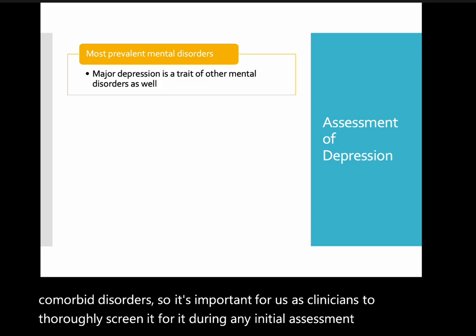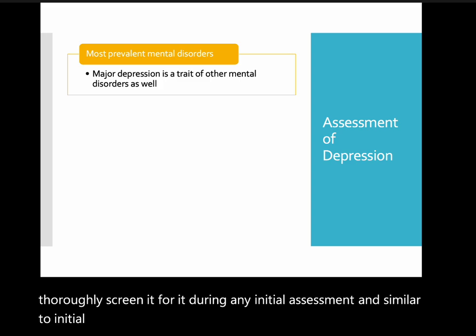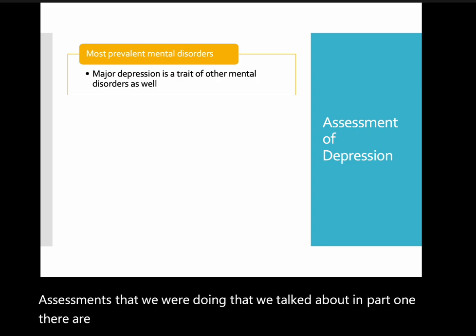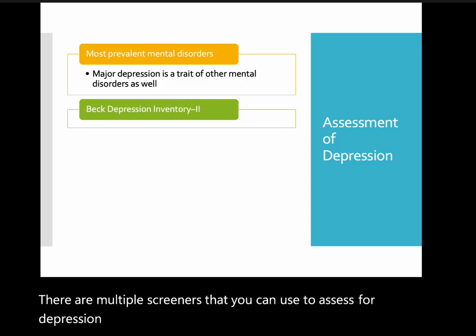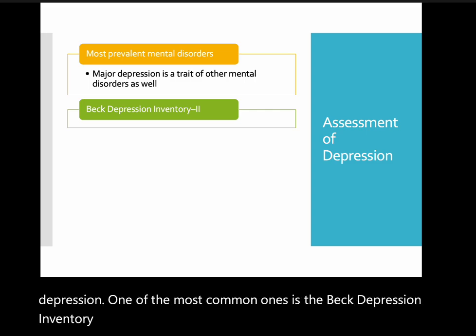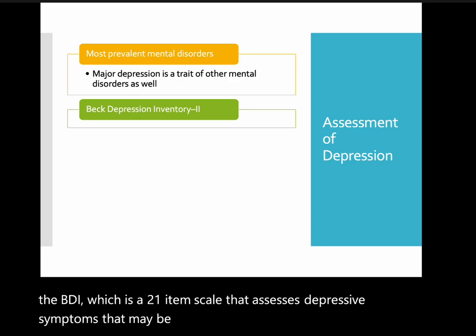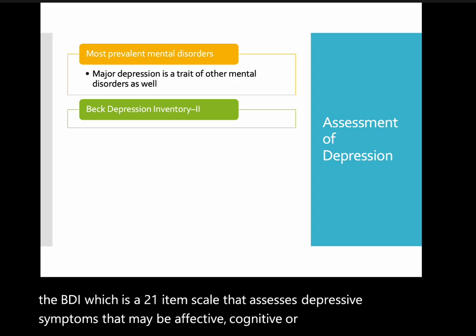And similar to initial screening inventories and the substance use assessments that we talked about in part 1, there are multiple screeners that you can use to assess for depression. One of the most common ones is the Beck Depression Inventory, which is in its second edition. It is oftentimes just called the BDI, which is a 21-item scale that assesses depressive symptoms that may be affective, cognitive, or behavioral in nature.